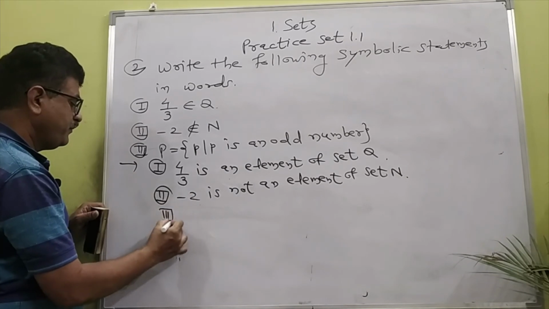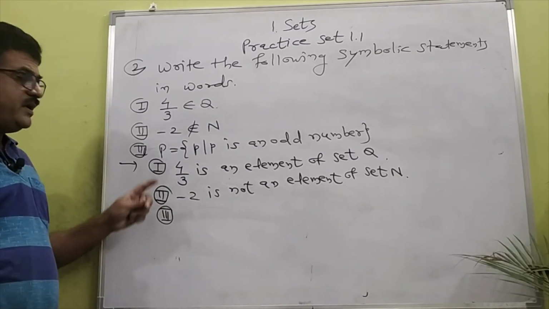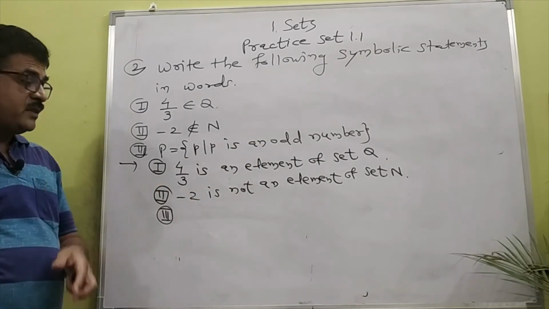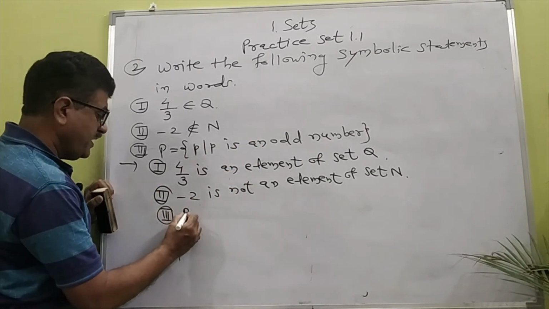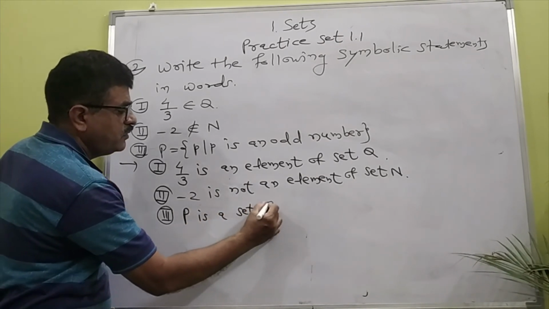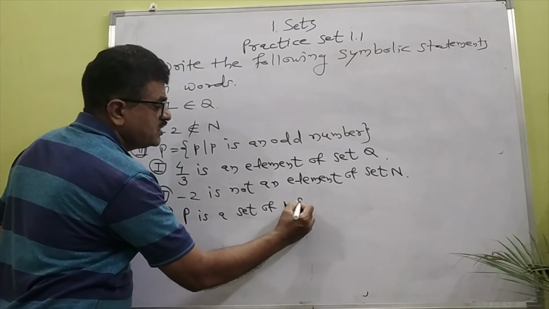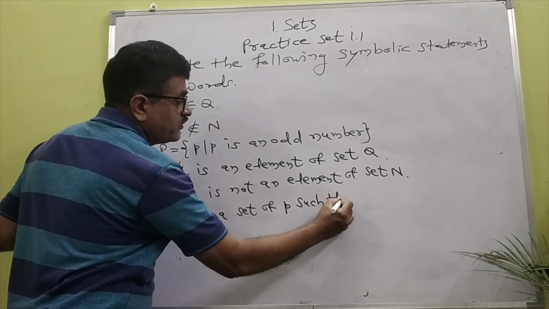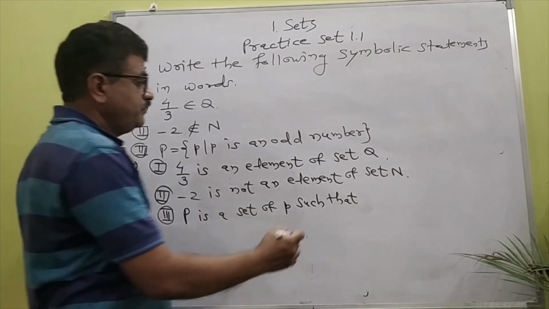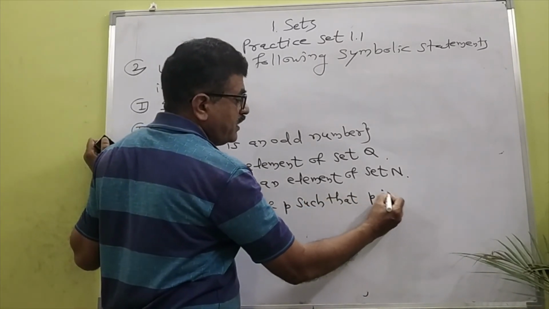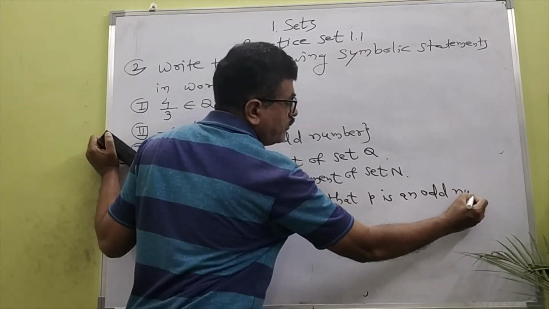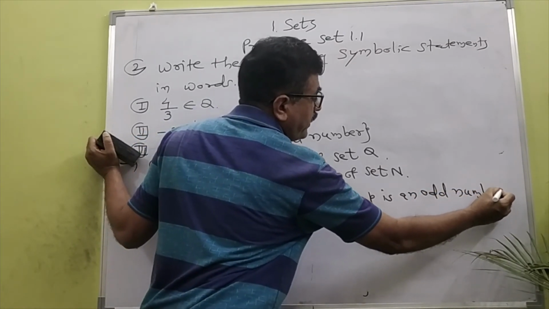Number 3. P is a set of p such that p is an odd number.